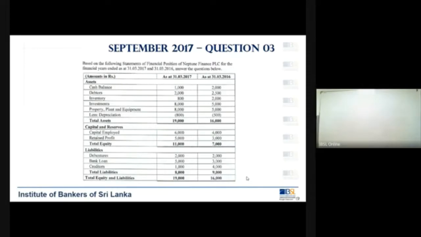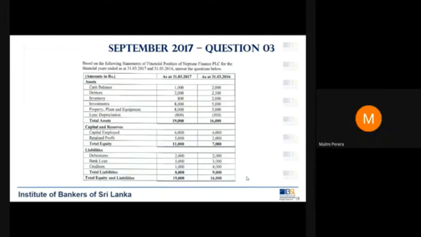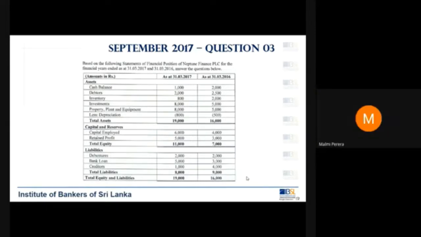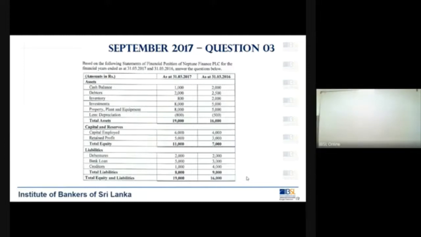Okay. So, last year it was 500. This year it has grown to 800. Now, what do you mean by that? Last year the accumulated depreciation is 500. This year it is 800. So, what do you mean by that? Increase in depreciation. How much? 300. Yes. So, what has happened? This company has provided depreciation during the year for 300 rupees.